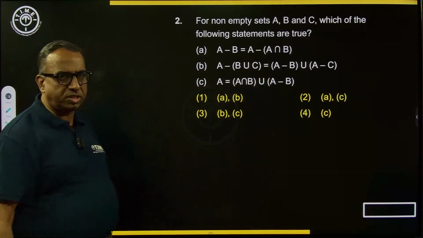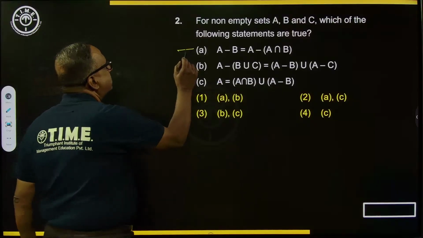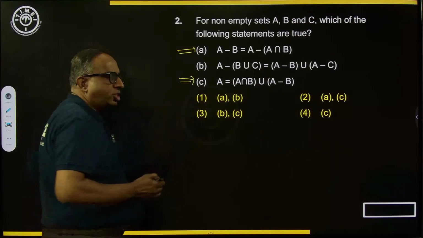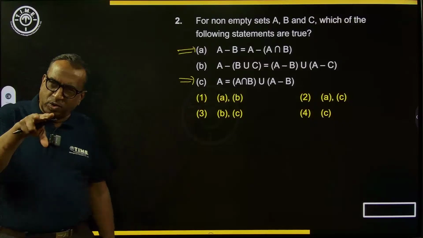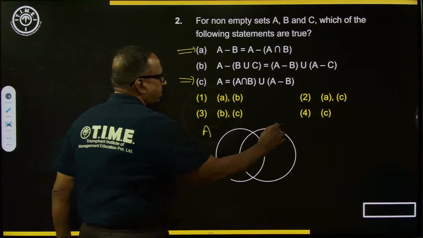Now to solve such questions, there is a very simple technique. First we will take up these two cases, A and C, because in A and C there are only two sets, A and B. So we'll take the diagram like this. A is here, B is here.